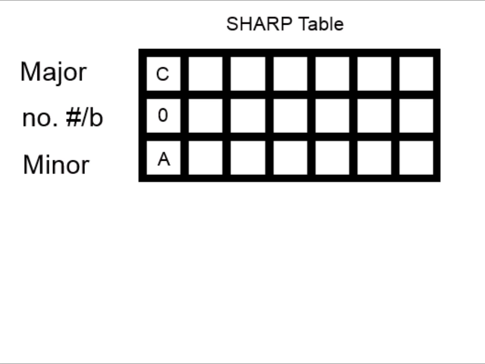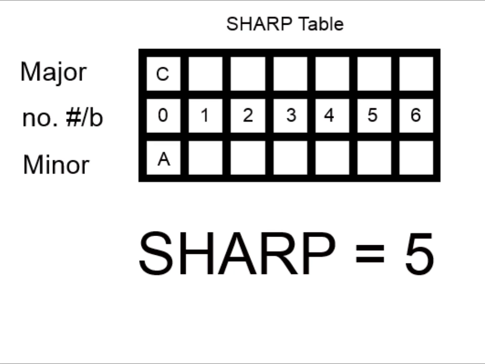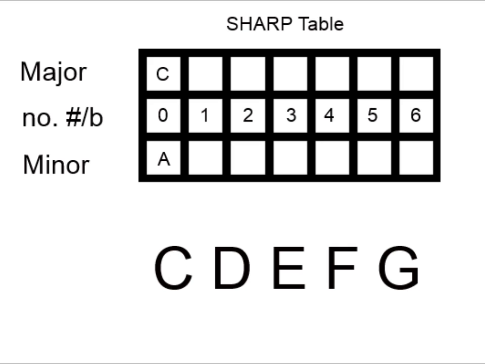Let's do the sharp keys table first. We need to know the keys with up to 6 sharps, so we write in the numbers from 1 to 6. Now, the word sharp has 5 letters in it, S-H-A-R-P. 5 is the number that we need to count up to fill in the rest of the boxes on both the top and the bottom rows, like this. Starting from C, count up 5 letter names, C, D, E, F, G. So the letter in the next box after C is G.